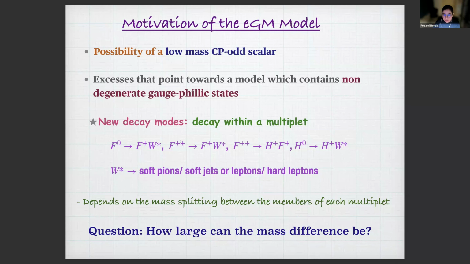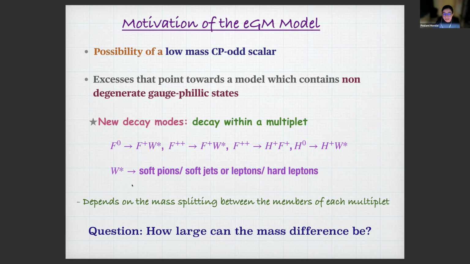And also, as I mentioned multiple times, there is no mass degeneracy, so one can actually expect decays within each multiplet. One 5-plet can decay into other members of the 5-plet. So the neutral can decay into the singly charged, which are in the same multiplet, and similarly the doubly charged scalar can decay into the singly charged scalar. These are all new decay modes which are not present in the Georgi-Machacek model, so this could be interesting to look for.